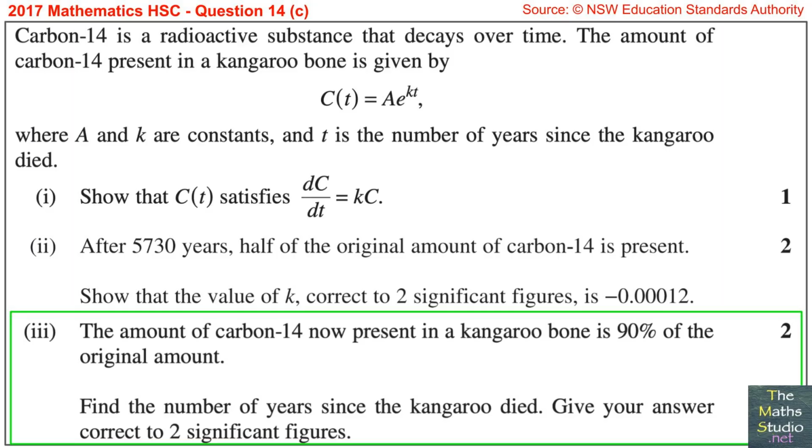Part 3. The amount of carbon-14 now present in a kangaroo bone is 90% of the original amount. Find the number of years since the kangaroo died. Give your answer correct to two significant figures.